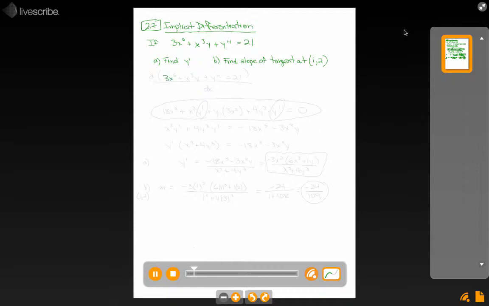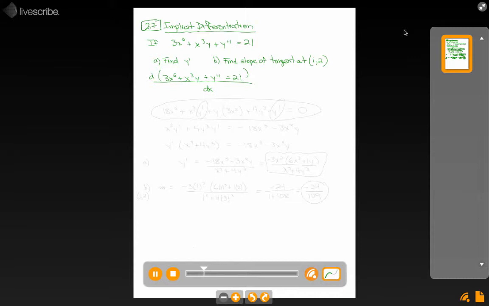If I rewrite this expression, 3x to the 6 plus x cubed y plus y to the 4 equals 21, I defy you to solve for y. You've got a y term that's multiplied by x cubed, and you've got a y to the 4th term. So solving for y is not really a reasonable approach for this question. So what we need to do is, again, take the derivative of all of it with respect to x.